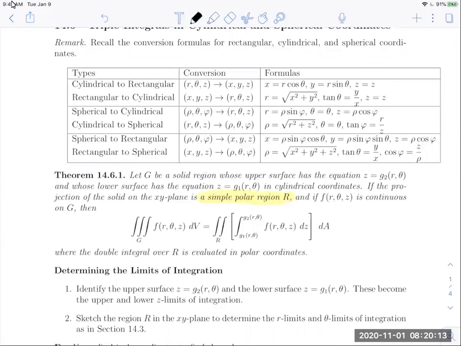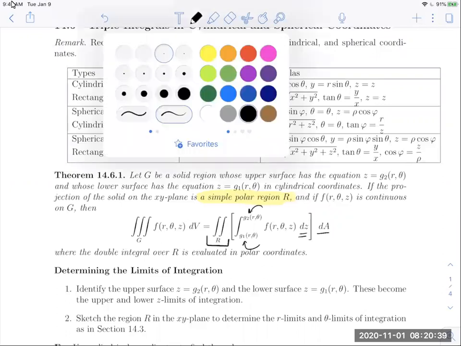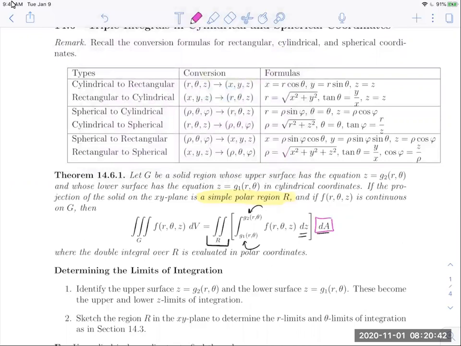You'll notice what we've done is we've left the outer two integrals as a double integral over R, and then our inner integral is always in terms of z first, where your upper surface is the upper limit of integration, your lower surface is your lower limit of integration, and then everything left out here is a dA. There's a note where the double integral over R is evaluated in polar coordinates. So in other words, we're going to take this dA and transform it to r dr d theta.